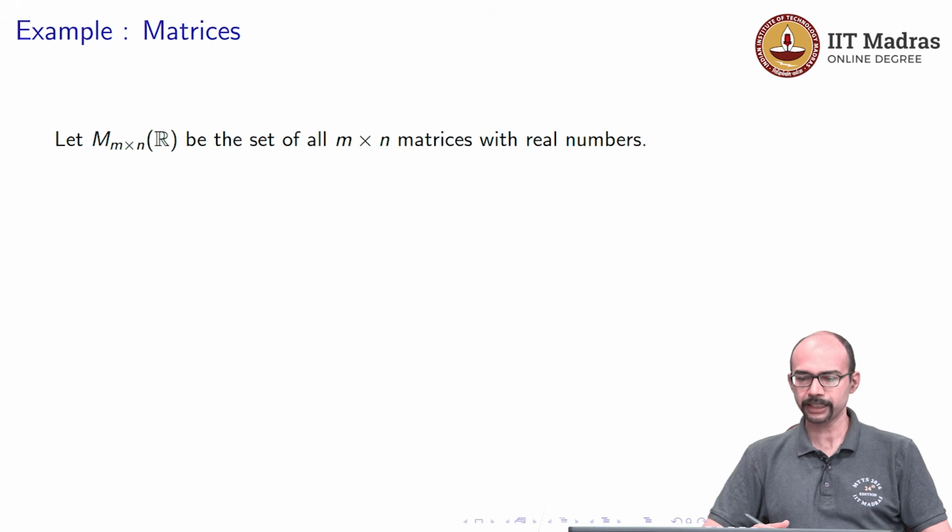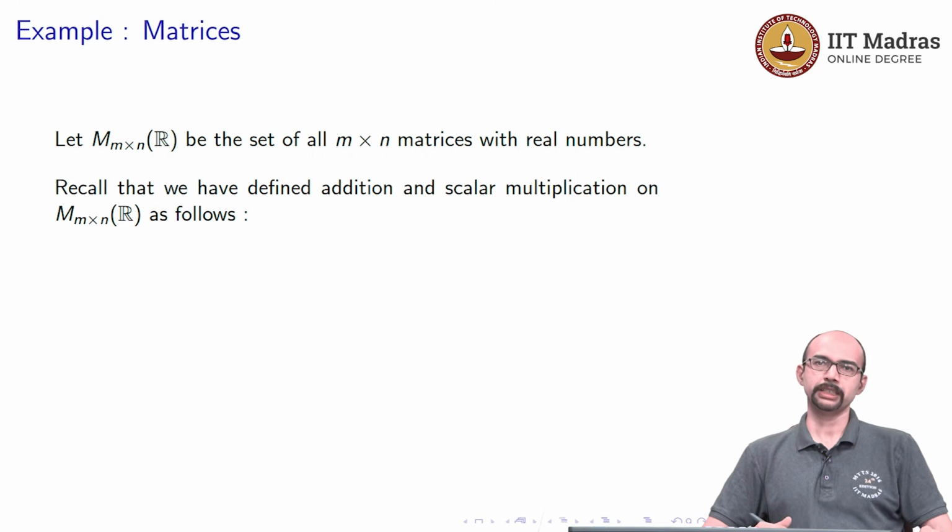For example, we could take the matrices. We have seen matrices in the last week or maybe last 2 weeks. So, you take m by n matrices with real entries. We are going to denote that set by M subscript m cross n. We have done this last week. So, this is the set of all m by n matrices with real numbers, m rows and n columns in any particular matrix.